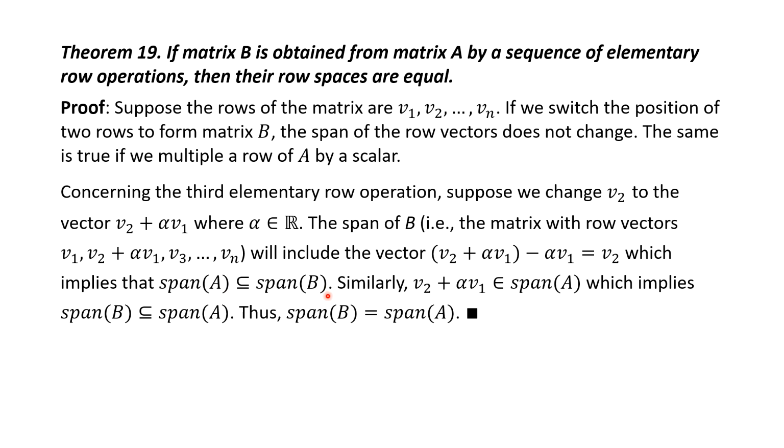And then similarly, since V2 plus alpha V1 is an element of the span of A, that implies that the span of B is a subset of the span of A. And so since we've shown containment in both directions, we have the span of B equals the span of A.